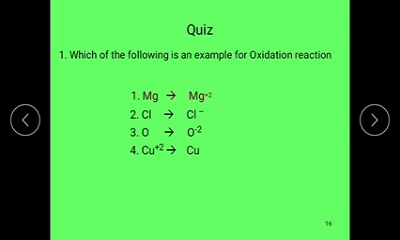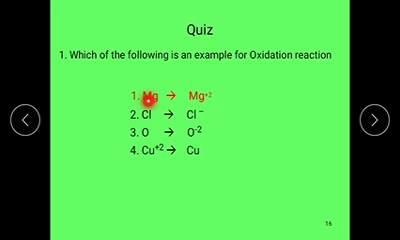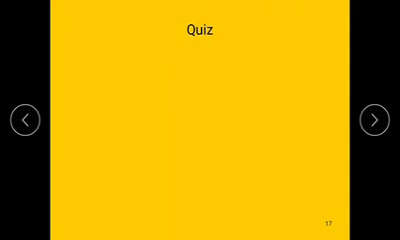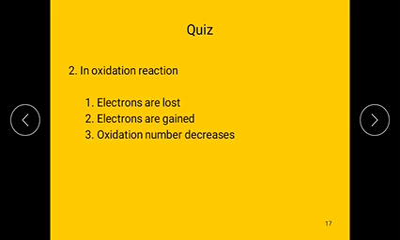Magnesium gives rise to magnesium plus 2. Here the oxidation number is increasing from 0 to plus 2, that is from the oxidation reaction definition. Next question: in an oxidation reaction, are electrons lost, electrons gained, or does the oxidation number decrease? The right answer is electrons are lost.